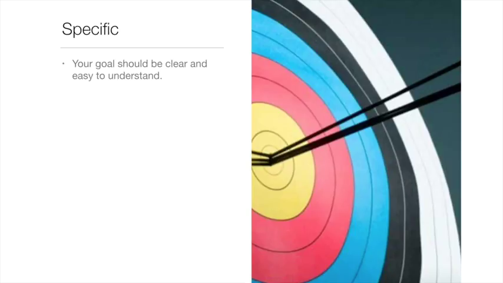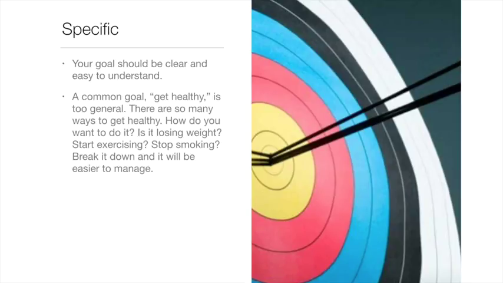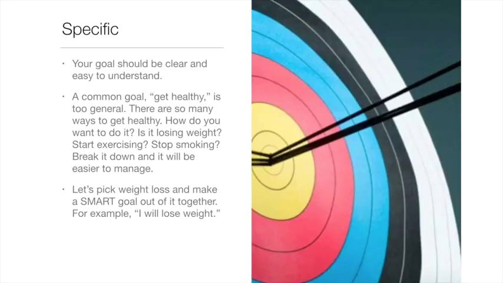So the first aspect of a SMART goal is for the goal to be specific. So this means that your goal should be clear and easy to understand. A common goal is, I want to get healthy, which is way too general. I mean, there are so many ways to get healthy. How do you want to do it? Do you want to lose weight? Do you want to start exercising? Do you want to stop smoking? You really need to break down your goal so it's clear and it's easier to manage.